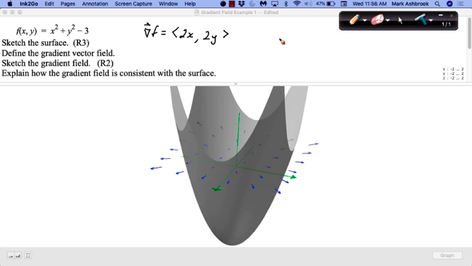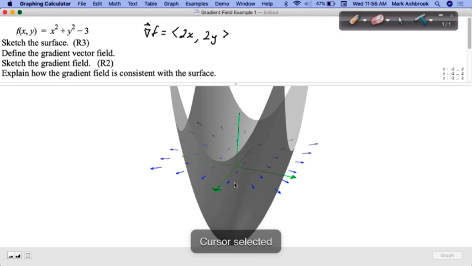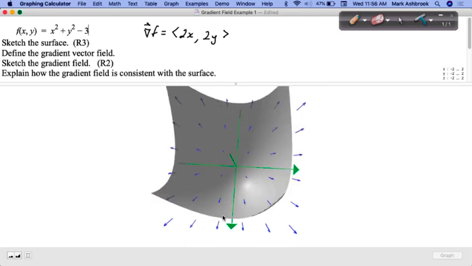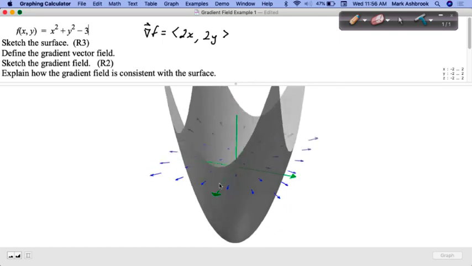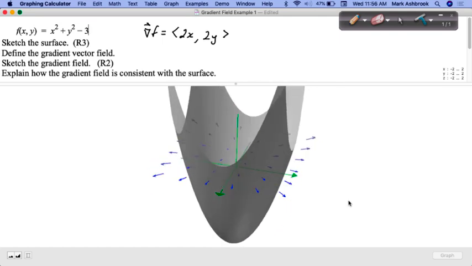So how is the gradient field, knowing what the gradient means, consistent with the surface? That's the key question here. How is that gradient field consistent with this paraboloid? So why don't you talk to the person next to you for a minute. How is that gradient field consistent with or aligned with that paraboloid? Go.